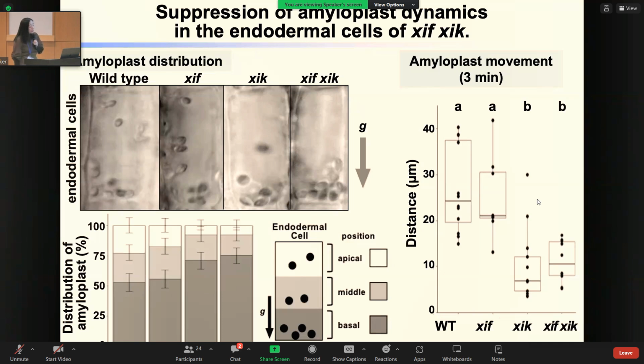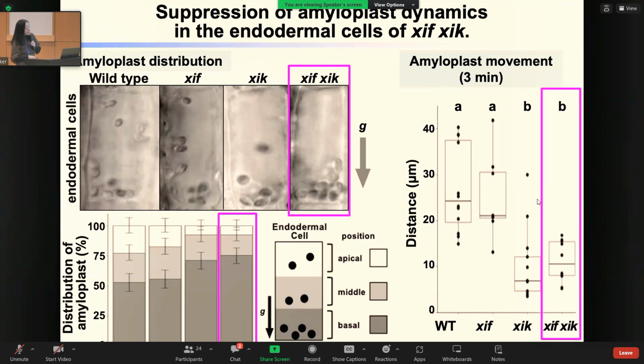We obtained data that could explain our modeling result. In the vertically grown stem, we can see more amyloplasts at the bottom of the endodermal cells in the 11FK mutant. In addition, the average distance of amyloplast movement in 3 minutes was reduced in this mutant. These results suggest that the saltatory movements of the amyloplast are suppressed in the mutant.